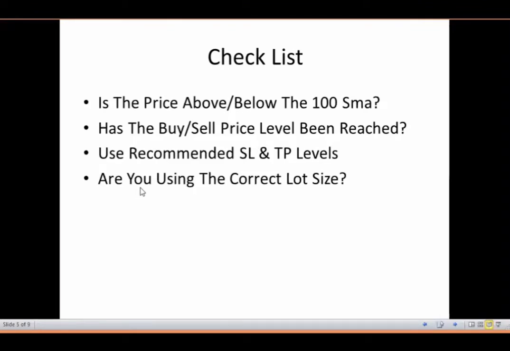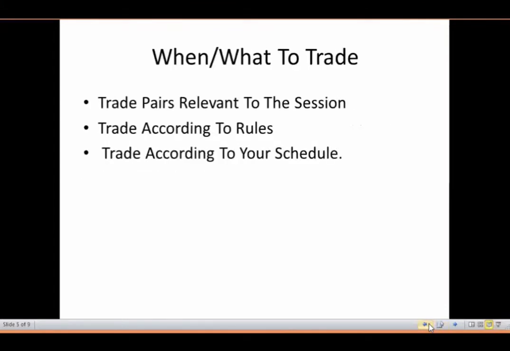If you really want to do this, or if you really want to excel in this, these are the things that you need to think about before you start trading. These are the things that need to be present.